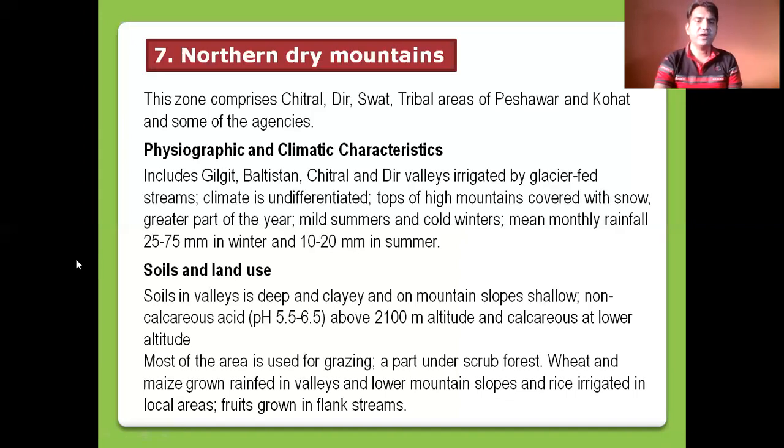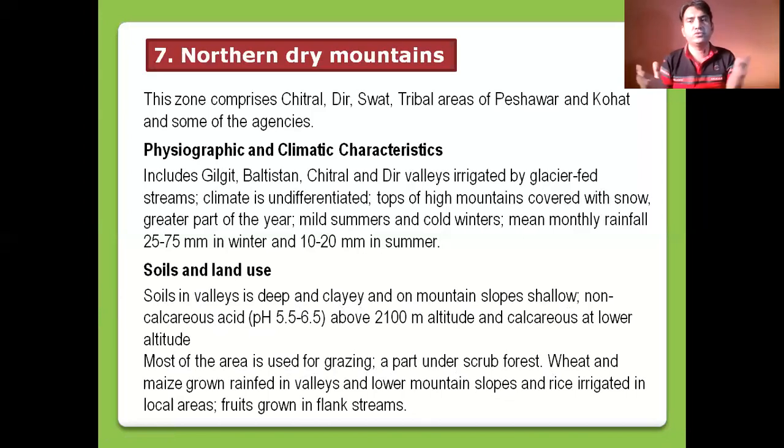Mean monthly rainfall is 25 to 75 millimeters in winter and 10 to 20 millimeters in summer. If you look at the rainfall here, it is very low compared to the foothills of the Himalayan mountains, where we had more rainfall. Soil in valleys is deep, while on mountain slopes it is shallow. Most areas are used for grazing and part is under scrub forest, because the soil is covered with snow.